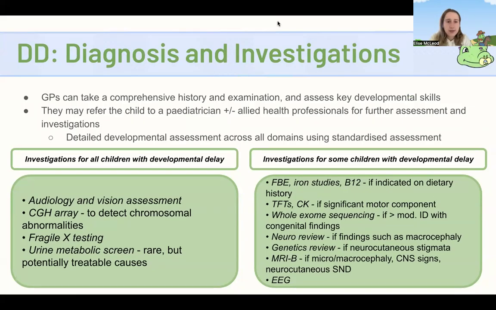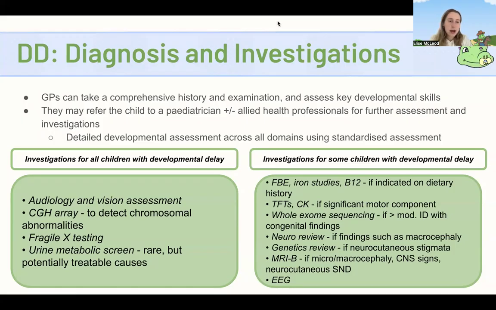In terms of diagnosis and investigations, GPs are really, really critical in this, and they can do a really good initial assessment with history and exam and assessing key developmental skills. And they often are really well placed. They've seen the child over time, so they can also identify regression, for example. Then they might refer the child to a pediatrician or allied health professional to do a detailed developmental assessment using standardized assessments as well.